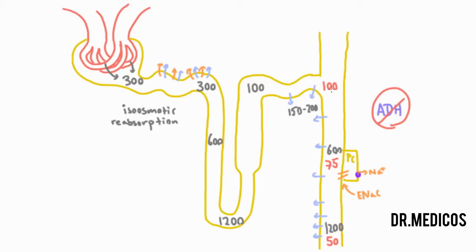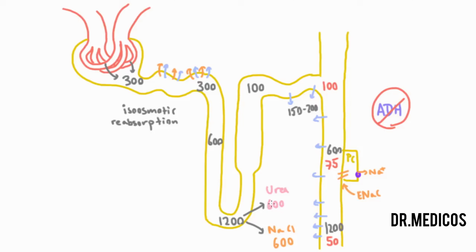So we see that these numbers have changed a lot when we don't have ADH, and is that the whole story? Well, unfortunately it's not. There's another little twist here. And that is that if you remember, this concentration of 1200 was made up of two things. One of them was sodium and chloride, which made up about 600 of the osmolarity. But the other thing was urea, which made up the other 600 milliosms per liter.